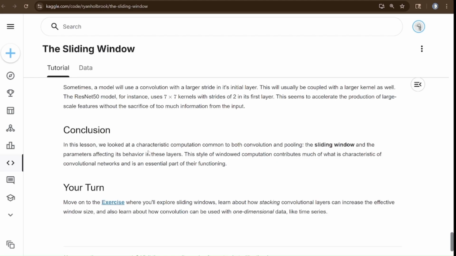Okay. Now in this lesson we looked at the characteristic computation, the sliding window, and the parameters affecting the behavior of these layers. This style of windowed computation contributes much of what is characteristic of convolutional networks and is an essential part of their functioning. Okay, fine. Now let's move on to the exercise.